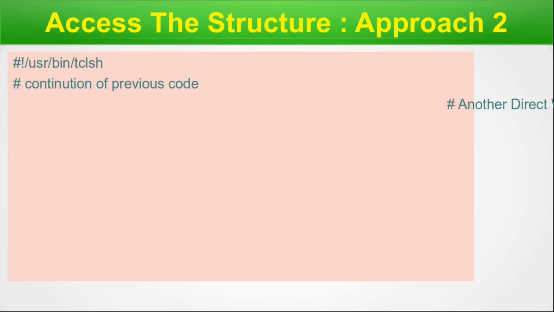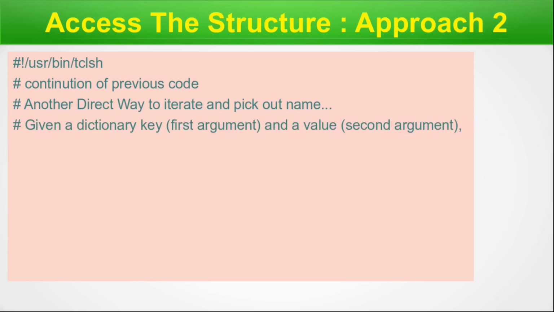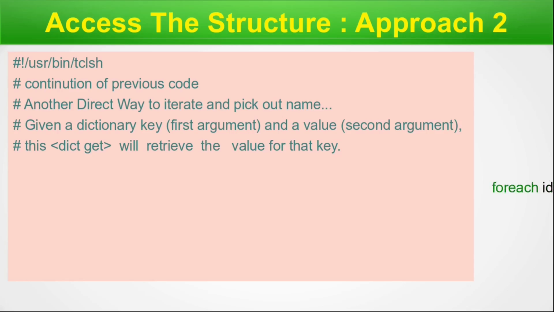So let's go. It is another direct way to iterate and pick out names, okay. Given a dictionary key as the first argument and the value as the second argument, this dict get will retrieve the value for that particular key. This is just a description I have written in the code as a comment, and here I am explaining it to you. We use a foreach loop, and then we use the ID. We use the dict keys command to access the keys of the dictionary, right, employee info.